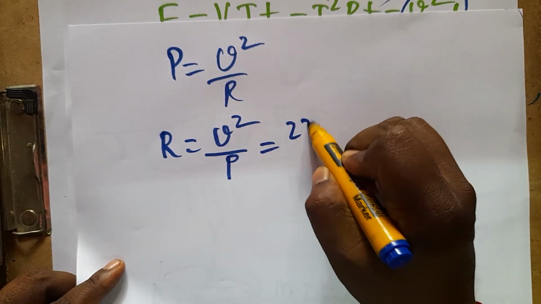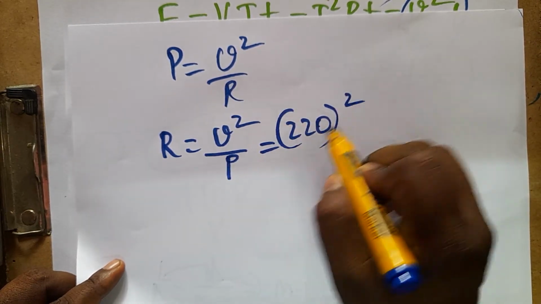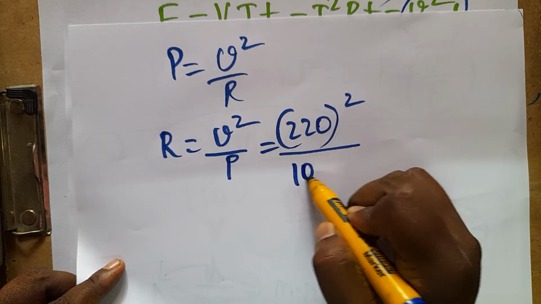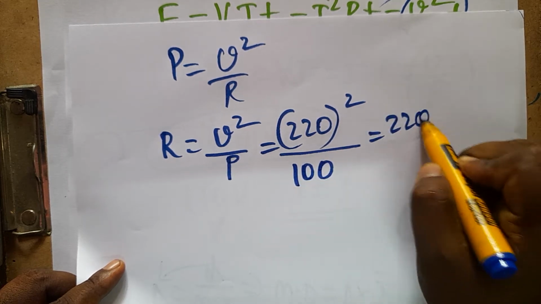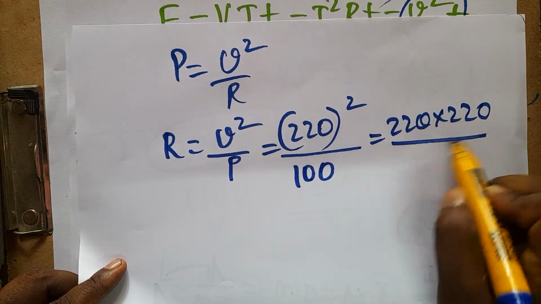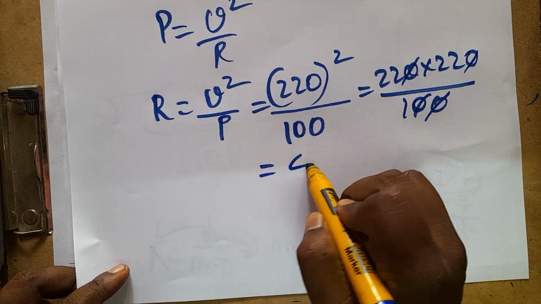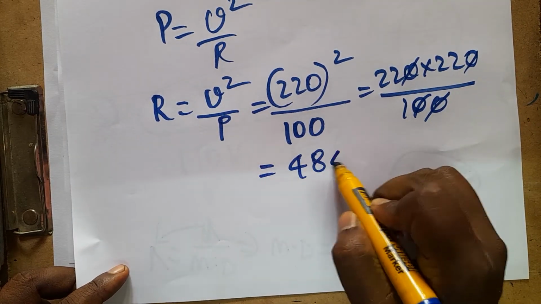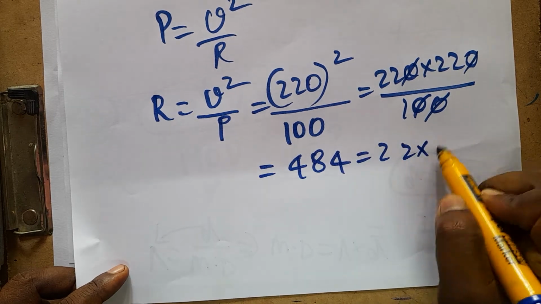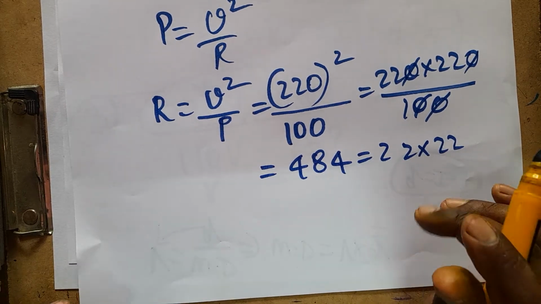V is 220. 220 whole square divided by power, which is 100. 220 into 220 divided by 100. The zeros get cancelled. 22 into 22 is 484. Otherwise, you can keep 22 into 22 only, because it is easy to do the problem.